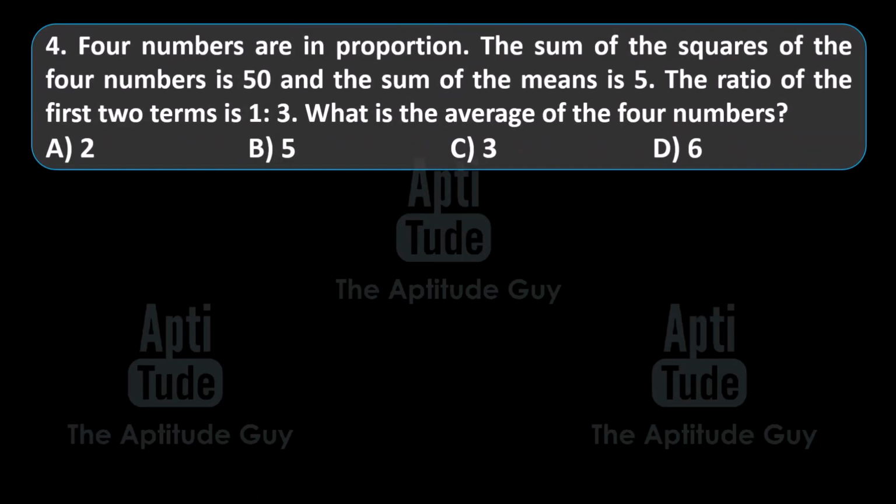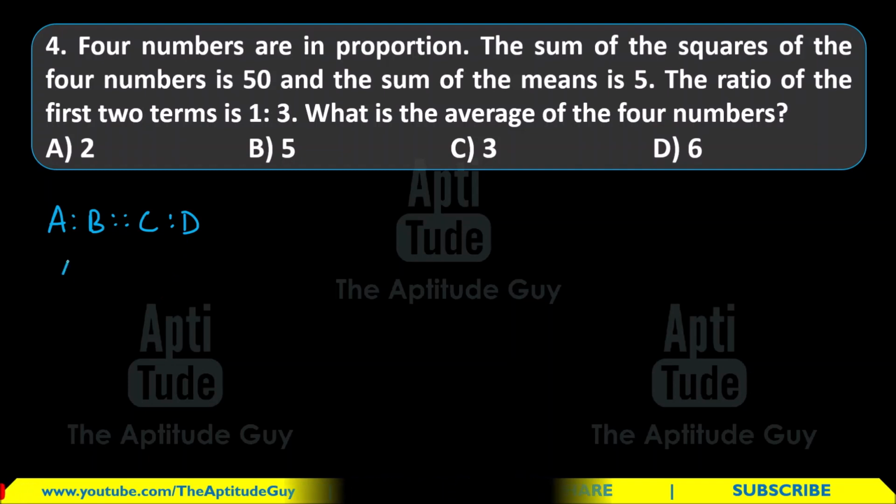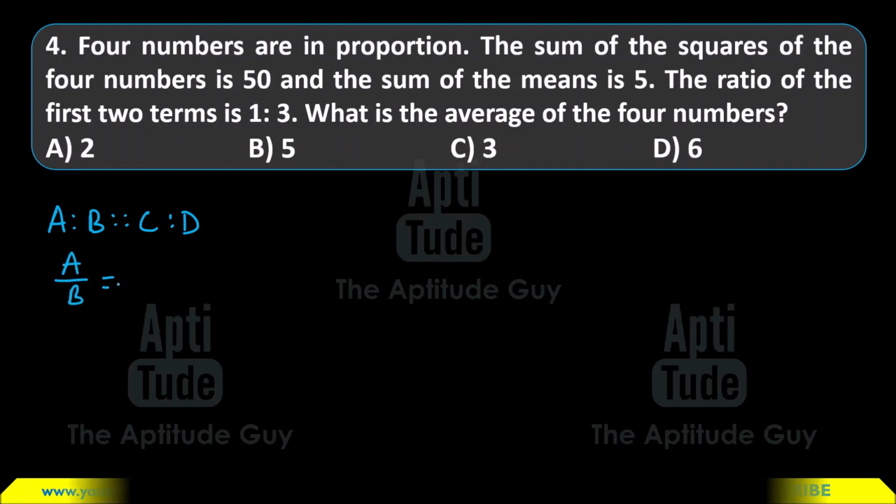Question number 4. Four numbers are in proportion. What does that mean? Alright, first I'll tell you the basics of this and then I'll give you some time to solve. Four numbers are in proportion. That means A is to B as C is to D. This means A by B equals C by D.